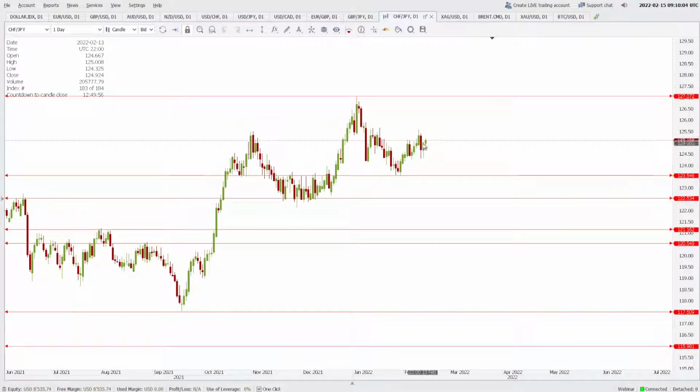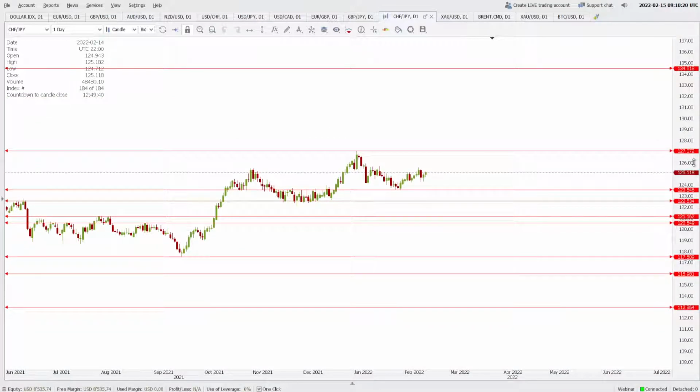Now 127.07 is what I am expecting to act as a resistance, but 123.54 will be the support. If 123.54 is broken, then 122.54 will be the next target. On the higher side, if 127.07 is broken, we have not marked. Okay, 134.51 is the next target for CHF JPY.